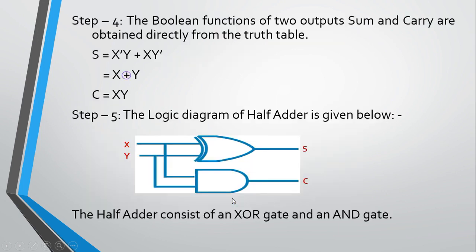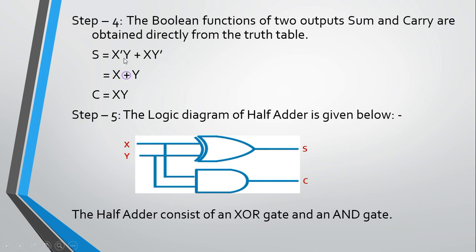So from the truth table you can write S equals x dash y plus x y dash, which is nothing but an XOR gate. See, this is an XOR gate only. So an XOR gate can be represented using x, then plus with one bubble, and then y. So from the truth table only you can form the Boolean function for sum and carry. Sum is nothing but x dash y plus x y dash.